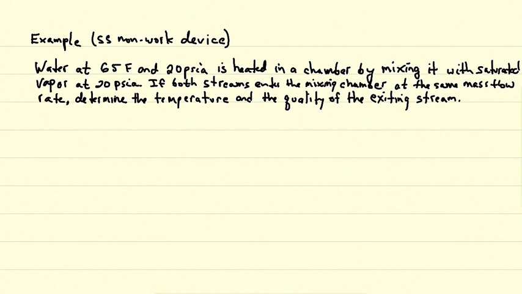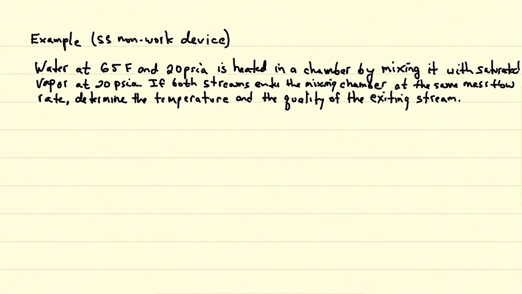In this particular one, what we're studying is, of course, a mixing chamber. We have water at 65 degrees Fahrenheit and 20 psia, and it's heated in a chamber by mixing it with saturated vapor at 20 psia. Of course, the water at 20 psia is at a much higher temperature than at 65 degrees Fahrenheit. We're told that if both streams enter the mixing chamber at the same mass flow rate, determine the temperature and the quality of the exiting stream.